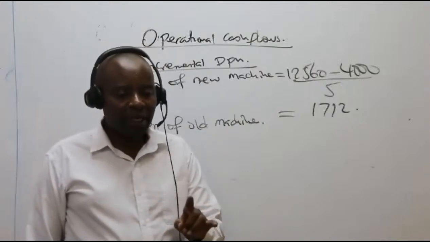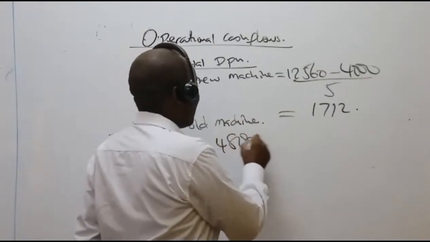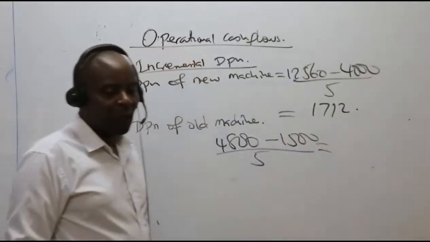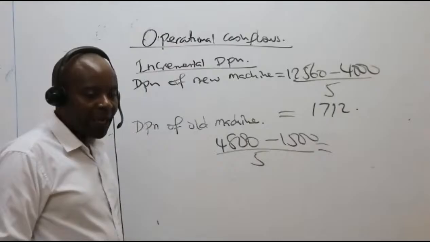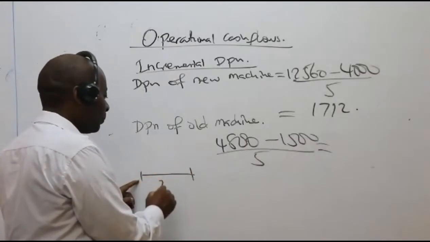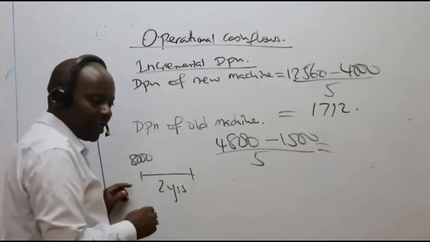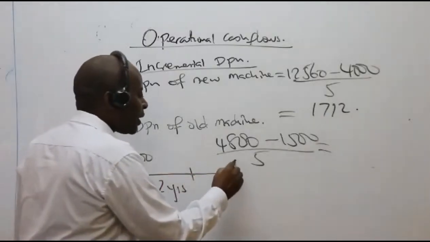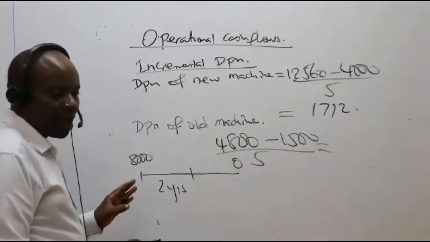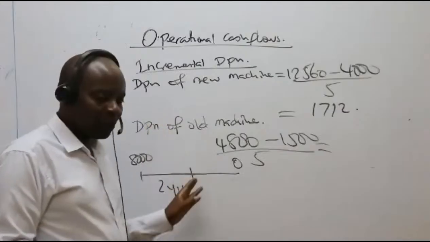So Ruth says it should be 4,800 minus 1,500 divided by 5. This is what is correct. And I will explain. Ladies and gentlemen, remember we bought this machine some 2 years ago, for 8,000, right? And I did an estimation where we said that for these 5 years, this machine's scrap value will be 0. Now we have come to the time of replacement, 2 years later.